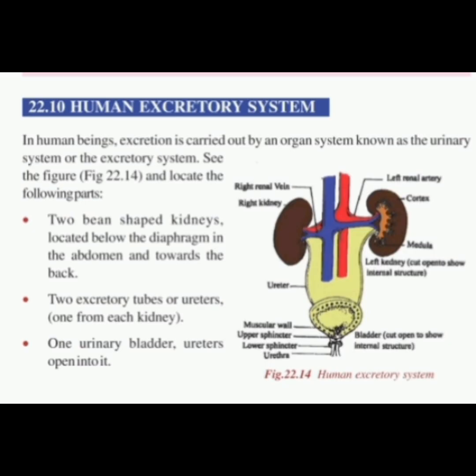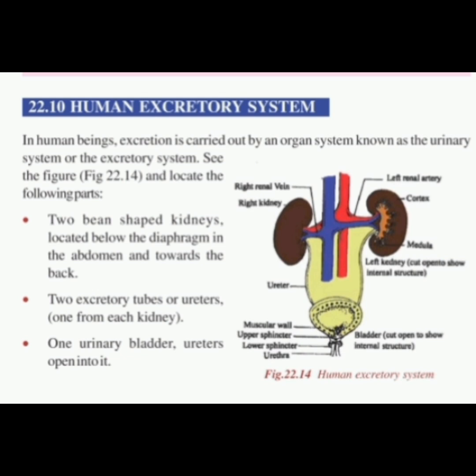22.10 Human excretion system. In human beings, excretion is carried out by an organ system known as the urinary system or the excretory system. See figure 22.14 and locate the following parts. Two bean-shaped kidneys, located below the diaphragm in the abdomen and towards the back. Two excretory tubes or ureters, one from each kidney. One urinary bladder, into which the ureters open. A muscular tube called the urethra arises from the bladder. The urinary opening is at the end of the urethra.